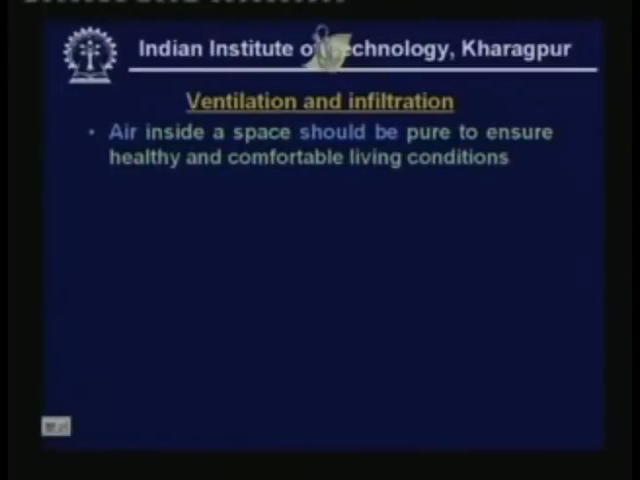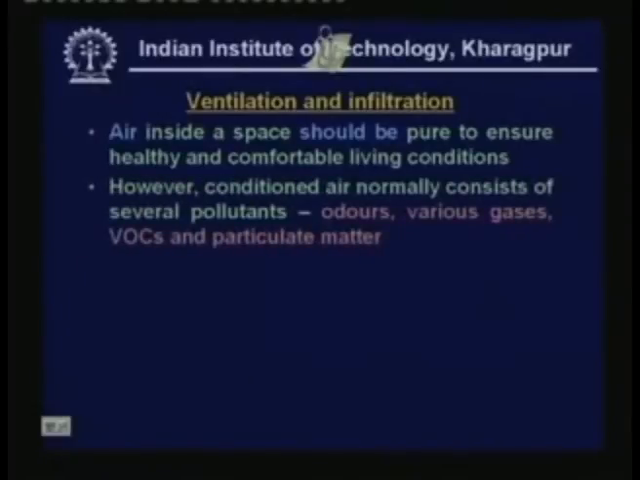Air inside a space should be pure to ensure healthy and comfortable living conditions. However, conditioned air normally consists of several pollutants. What are these pollutants? These pollutants are odors, various gases such as carbon dioxide and volatile organic compounds or VOCs, and particulate matter. So any conditioned space will not be 100% pure, but will consist of these impurities.